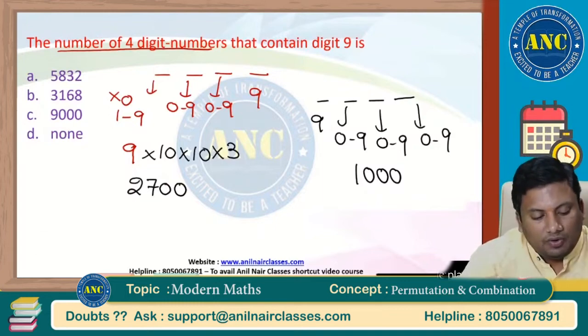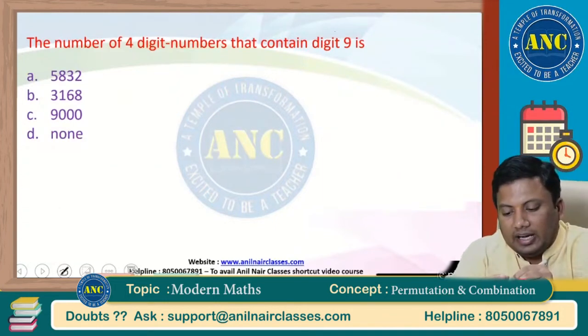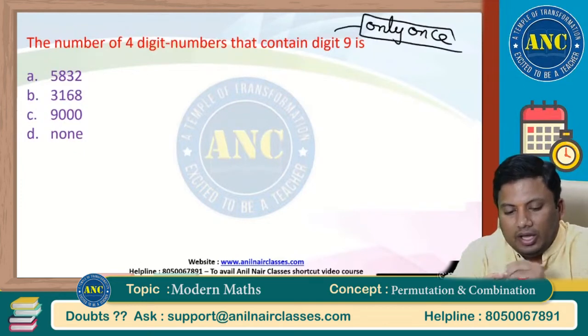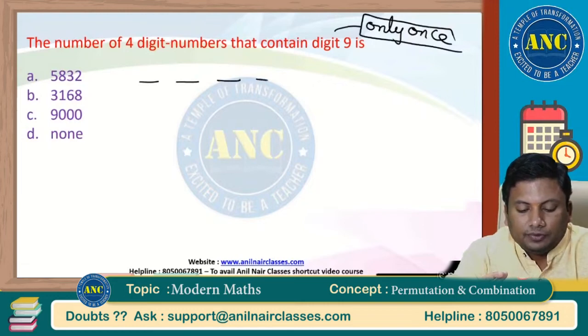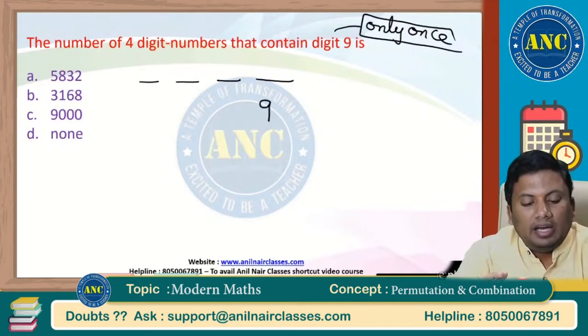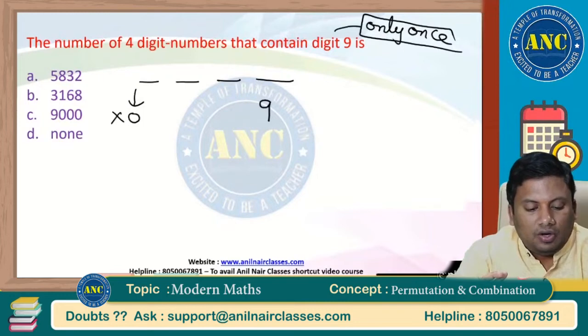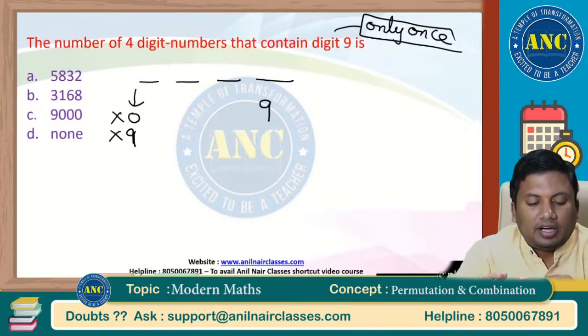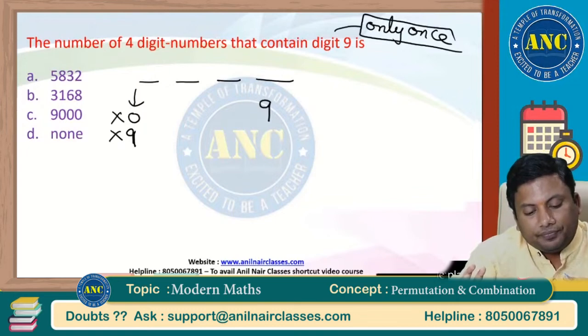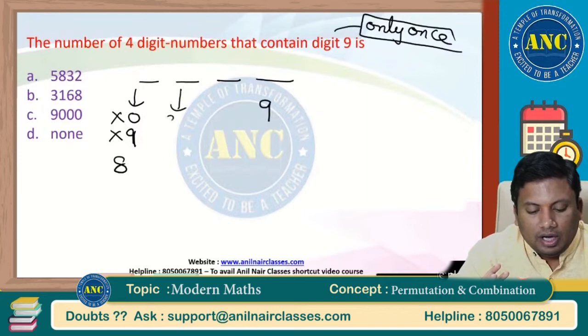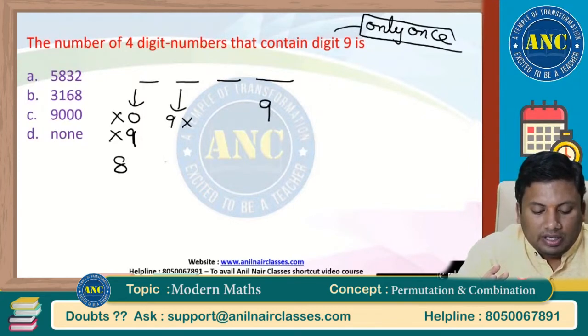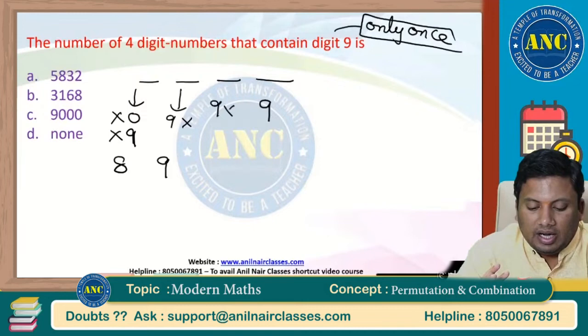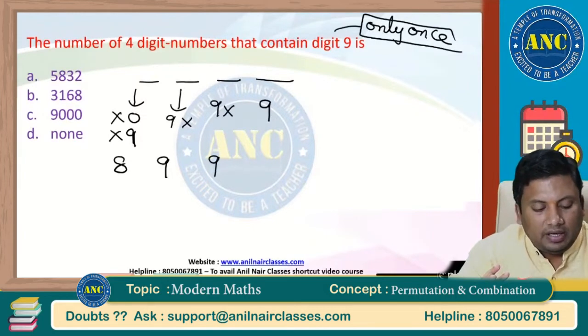At least once. Now we will do only once. That contain digit 9 only once. If I do only once, it is a 4-digit number. 9 is there in the units place. 0 cannot come, 9 cannot come, so this is nothing but 8 ways. Here 9 cannot come, so it is nothing but 9 ways. Here 9 cannot come, here it is nothing but 9 ways. 8 into 9 into 9.